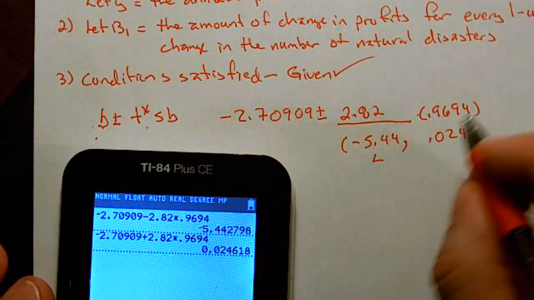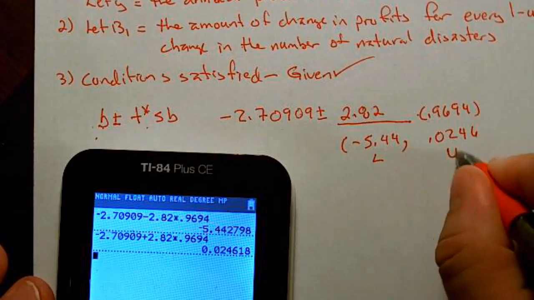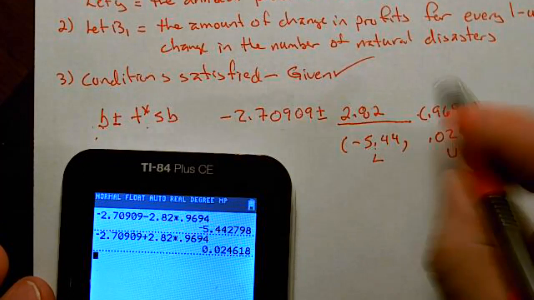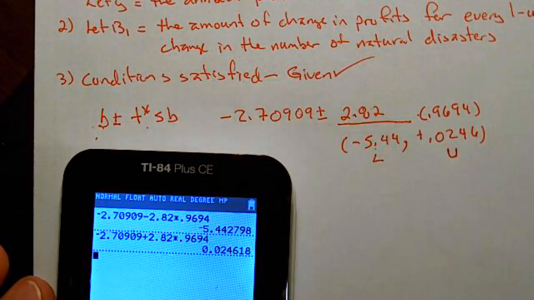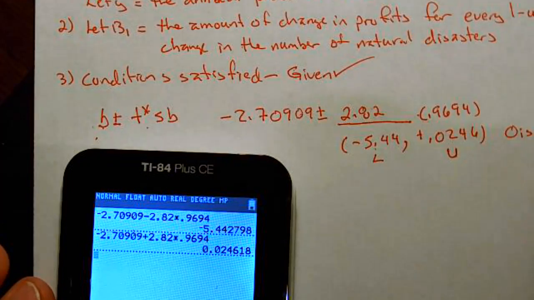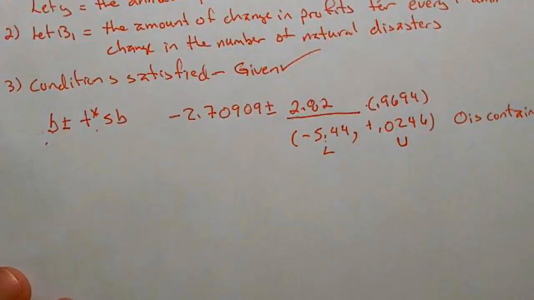0.0246. Now this is something that we should take note of. This is my upper bound. I'm going to go ahead and point this out now. We went from negative to positive, and I'm probably going to label that. So if I go from negative to positive, 0 is contained. I do not have to make that statement, but that might help you out when you're actually making decisions about that.